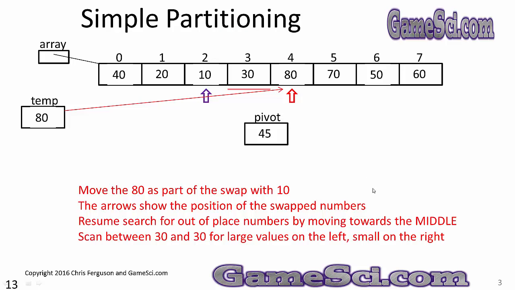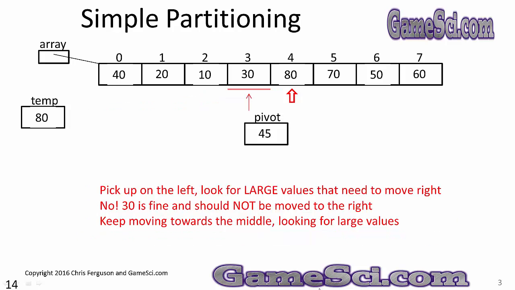We need to resume the search for out-of-place numbers by moving towards the middle. Now we'll scan between 30 and 30. The only position we haven't looked at on the left is 30. We still need to see if swapping needs to occur. We're looking for large values on the left and small values on the right. Picking up on the left, looking for large values that need to move right. No, 30 is just fine and should not be moved to the right.